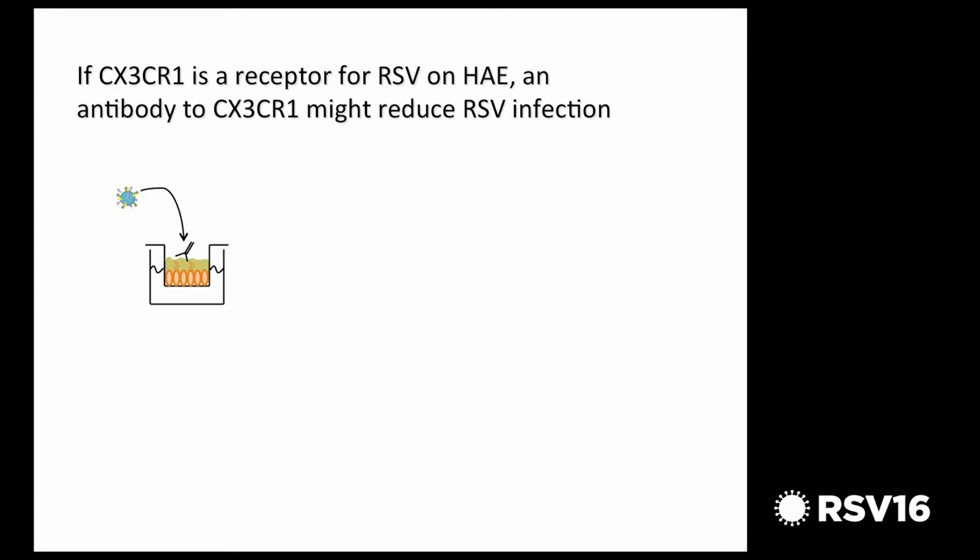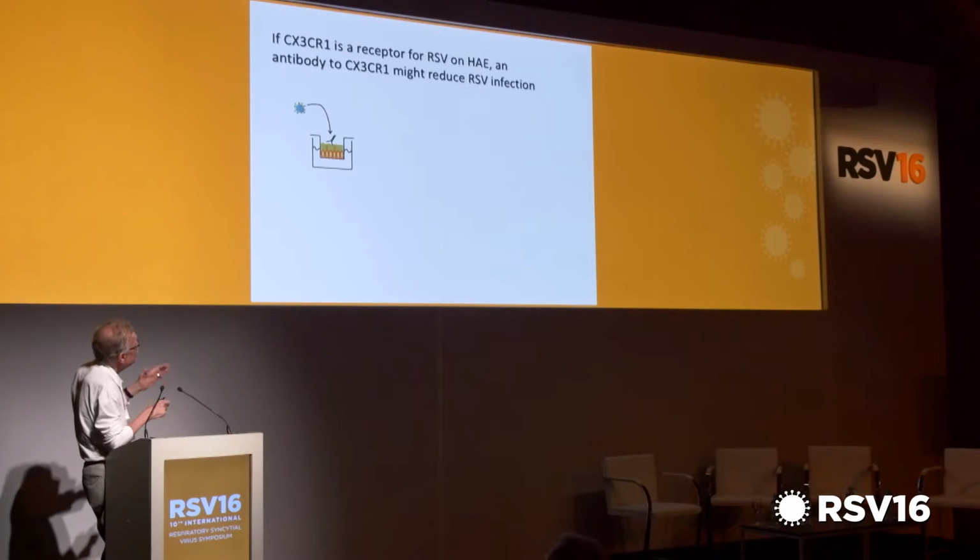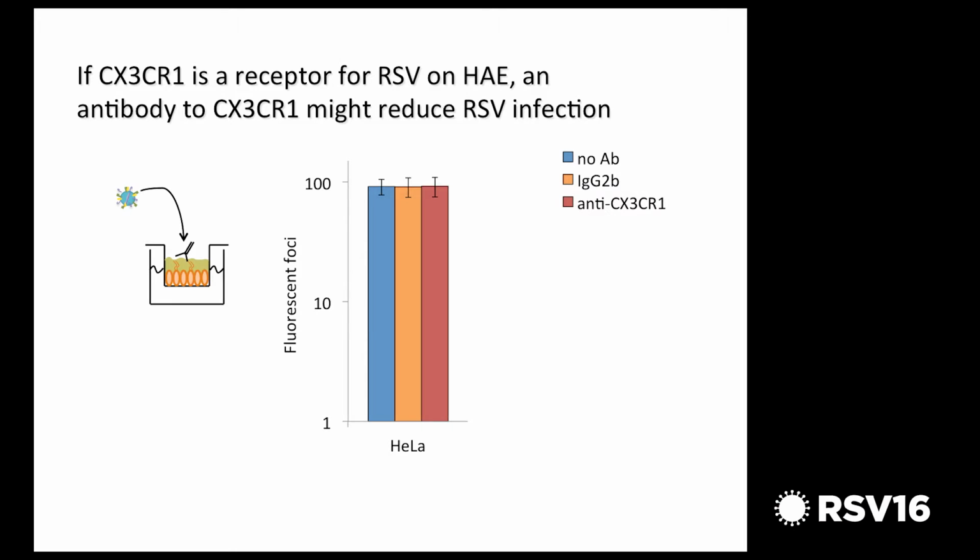So if CX3CR1 is a receptor on these cells, an antibody to CX3CR1 should inhibit if it binds to the same site that the virus binds. So when we did the same experiment, but we put the antibody on the cells first, it had no effect on inhibiting infection of HeLa, but it did inhibit HAE cells.